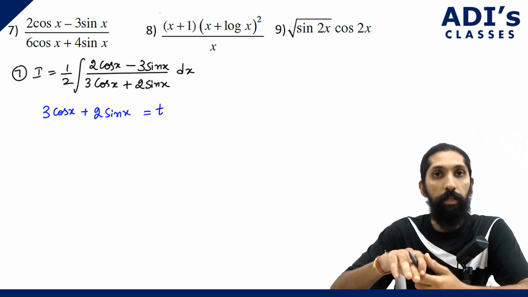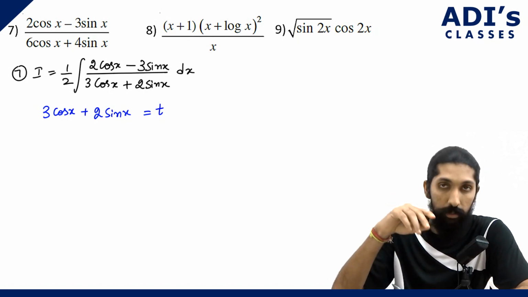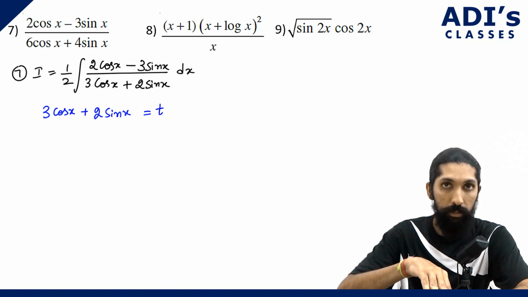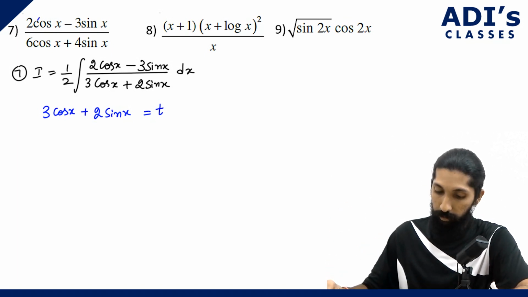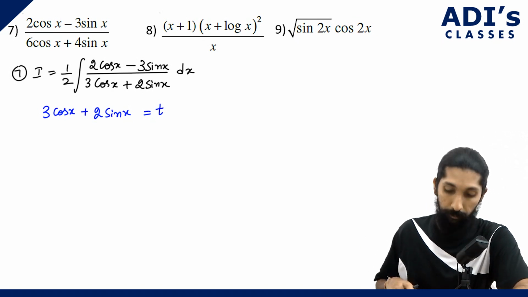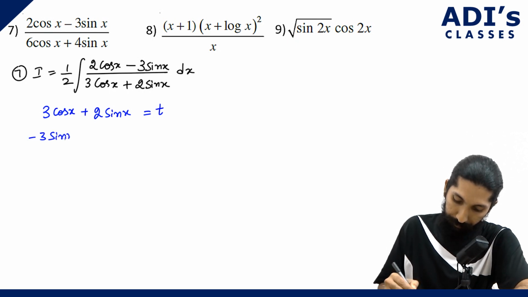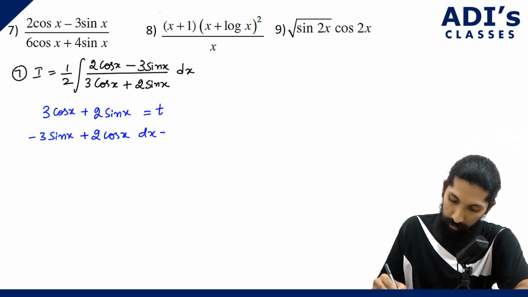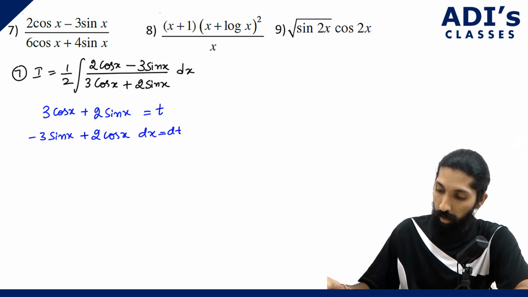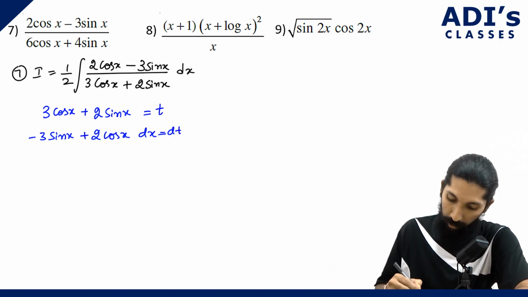Again, you might be thinking, again the denominator? Yes. The reason is, cos x derivative will give you minus sin x, and sin x derivative is going to give you cos x, which is there in the numerator. That's why. So you will have minus 3 sin x plus 2 cos x dx is equal to dt. The numerator completely becomes dt. So we have I is equal to half. Correct? Half is outside.